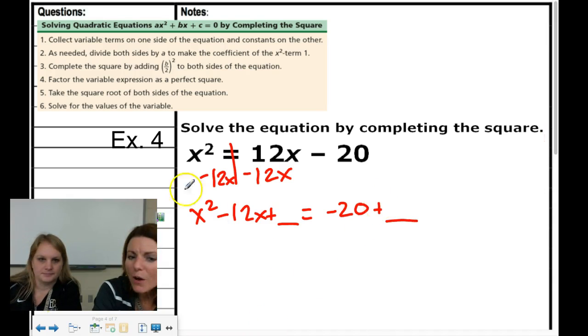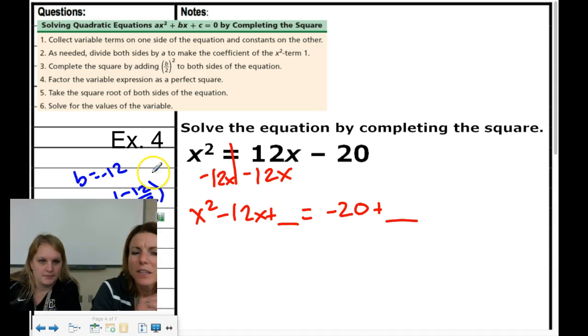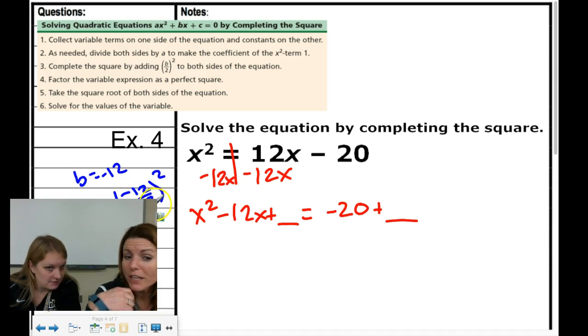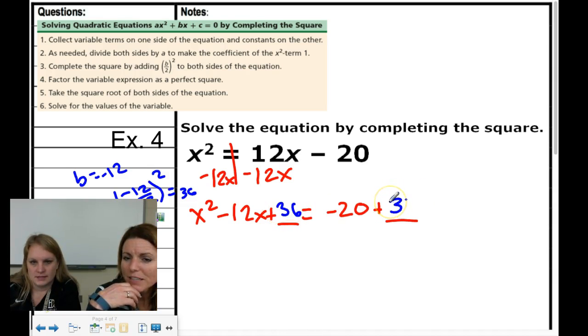So now, b is equal to negative 12. Then we'll do negative 12 over 2, squared. Negative 12 over 2 is negative 6, squared is 36. That's what we're adding to both sides. Add 36, and add 36.